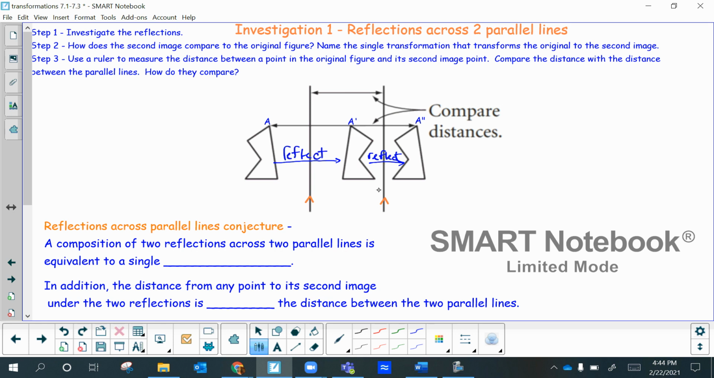It says, how does the second image compare to the original? How does this one, our second image, compare to this one? Well, look, they're facing the same way again. Then it says name a single transformation that transforms the original to the second one. If you think about it, it's just like a translation. That's actually the first part of the conjecture. So this is a translation.